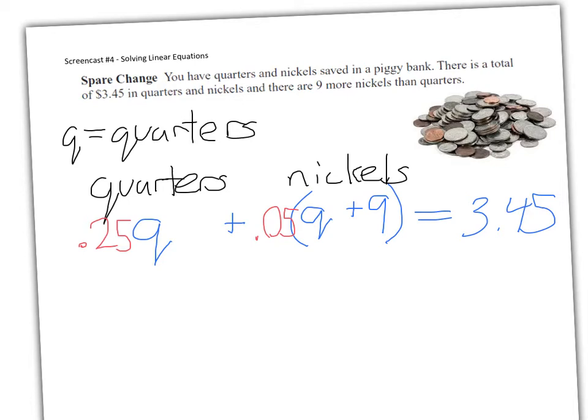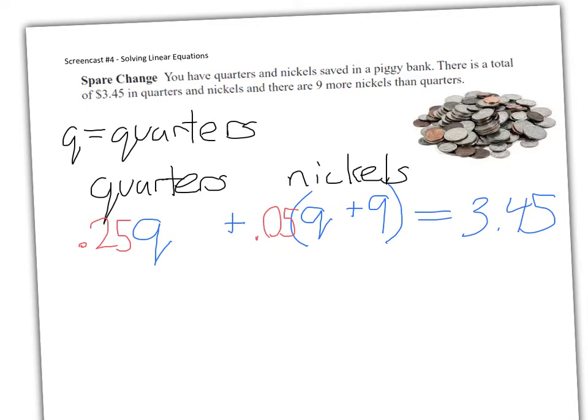I'll bet from last year you're kind of remembering what we would do when a number, doesn't matter what number, is on the outside of the parentheses as we have right here with the nickels. In other words, 0.05 needs to get distributed to Q, and 0.05 needs to get distributed to 9. You remember the distributive property means you multiply, so let's do just that.